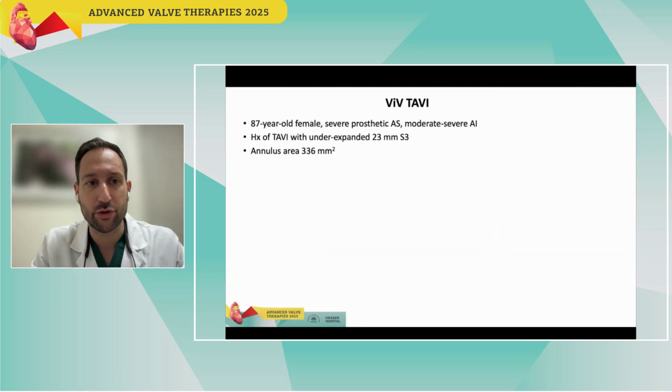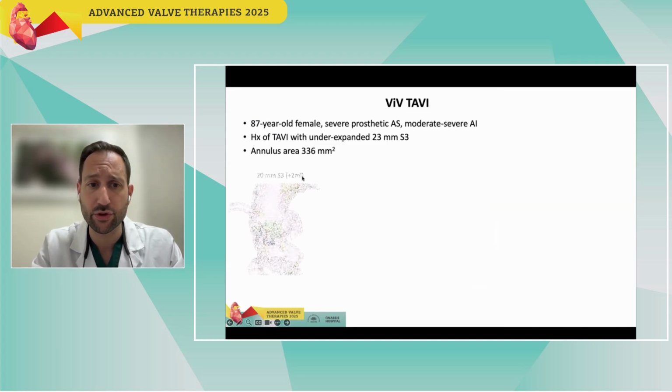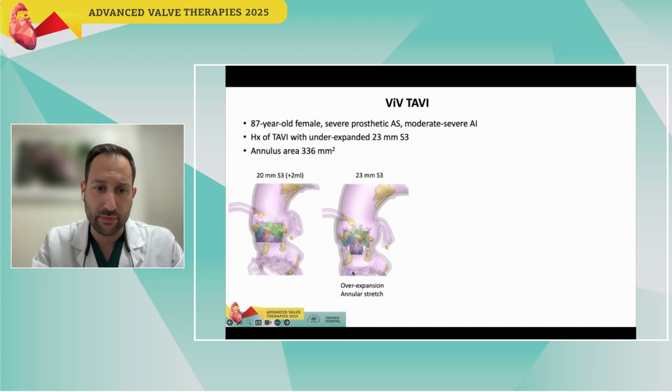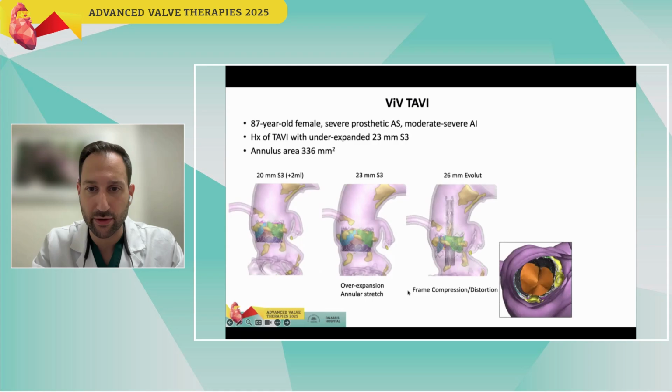This software can be applied also for valve-in-valve TAVI. We had here a case of an 87-year-old with severe prosthetic AS. The patient had TAVI about 7 years ago with an underexpanded 23mm S3 due to a small annulus. And we simulated different scenarios here: 20mm S3 plus 2 mLs, the 23mm S3, which is obviously too oversized, causing a lot of annular stretch, and it wouldn't work well for this case.